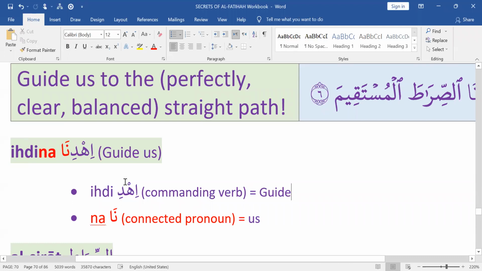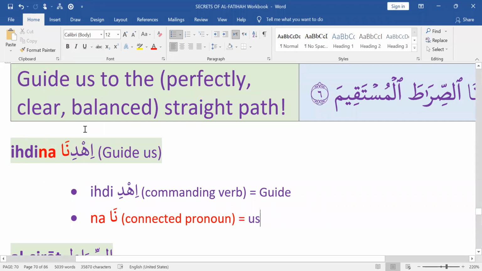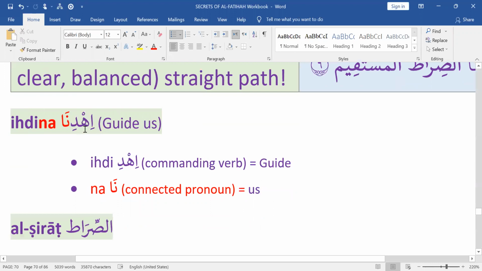it's a commanding verb. You know, there are different types of verbs. There are three types of verbs in the Arabic language. There is the past verb. There is the present verb, like na'budu and nasta'in. Those are present verbs. And then there is the commanding verb, ihdi, guide.